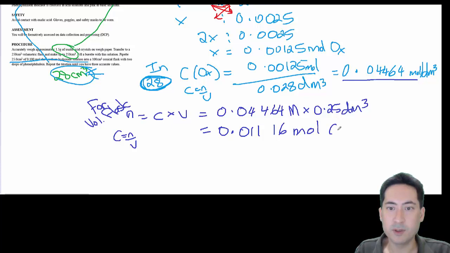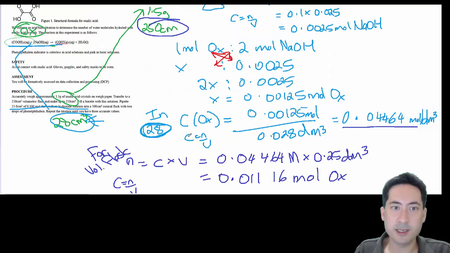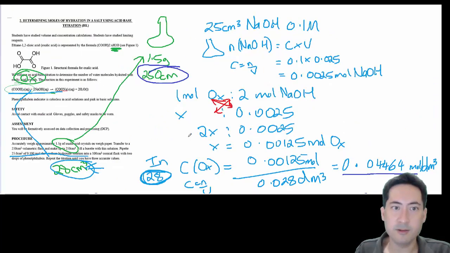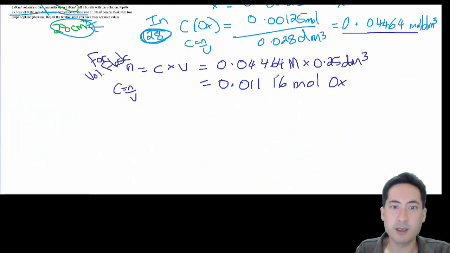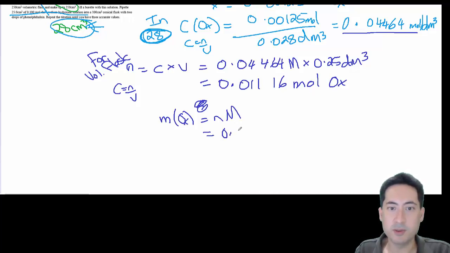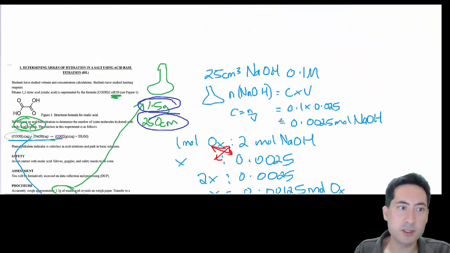moles of oxalic acid. All right, and now we need to know the mass of the oxalic acid in the volumetric flask. Now what we did with the 1.5 grams was the oxalic acid plus the water, so that's how we're going to get the amount of water on it. So the mass of the oxalic acid is number of moles times molar mass, and so the number of moles is 0.01116 times the molar mass of oxalic acid.